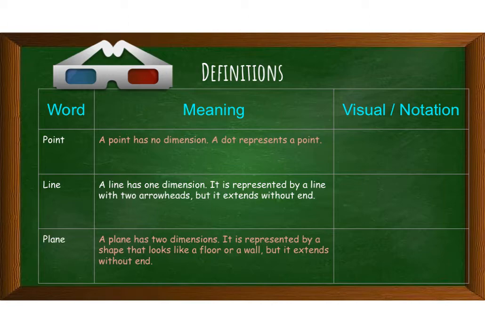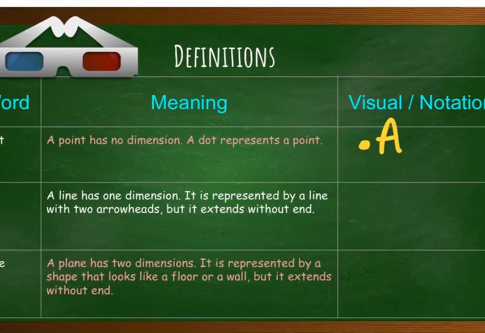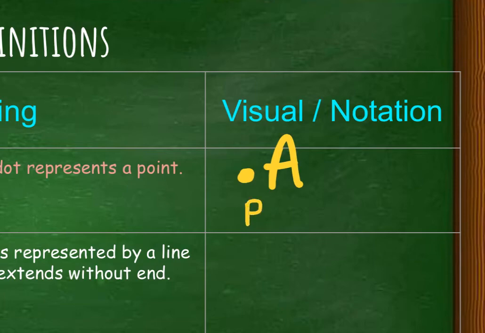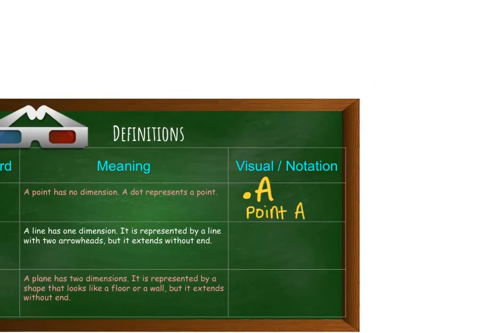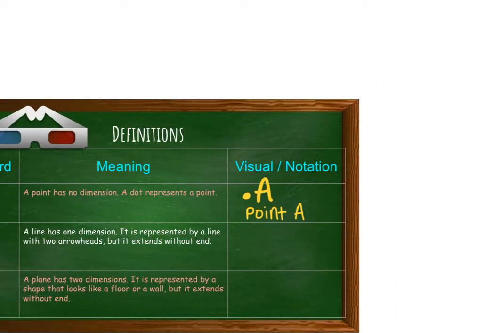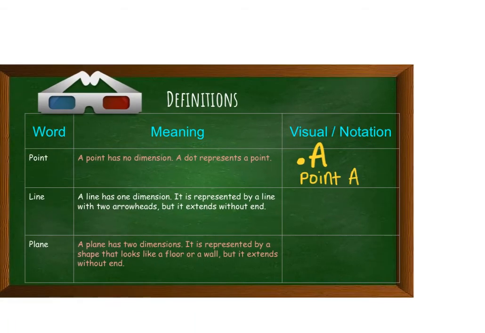And now we have definitions. So over on the left side, we have the words. We have point, line, and plane. The meaning of a point: it has no dimension, and it's a dot. Okay, and a dot is simply just a dot, and we will label this dot A. So how we write that in notation is point A. Okay, it's just a dot, very simple, very basic.